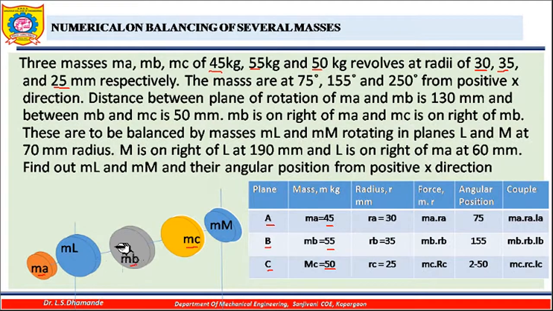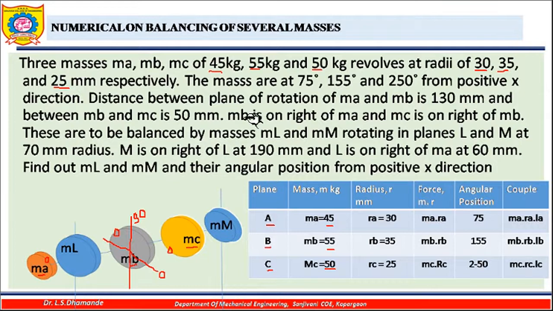That means if I consider the positive x direction of these masses as here, suppose this is positive x direction, 0 degree, so here is 90 degree. So the position of these different masses, like the position of mass A is 75 degree, so somewhere here it will be the mass being concentrated. Then 155 degree means somewhere here, this mass B. And the third is 250 degree, so for this mass C it may be somewhere here, means 250 degree from the positive x direction.